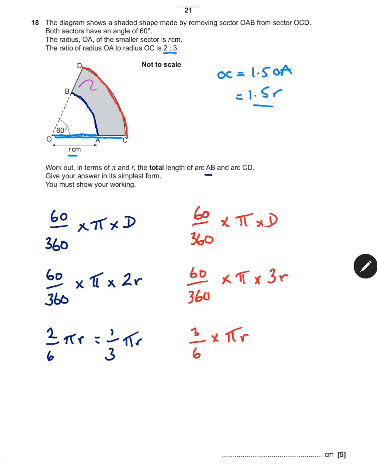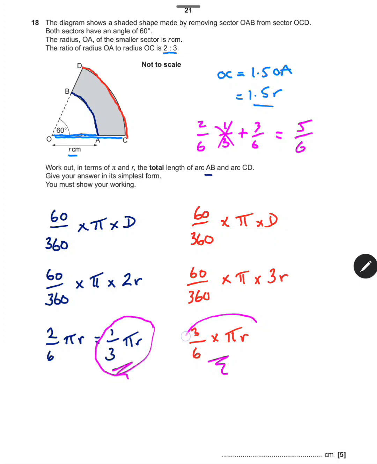The question actually wants you to add AB to CD. So we've got to do a third pi r, add 3/6 pi r. So what we really need to do is a third, add 3/6. Well, that's the same as 2/6 added to 3/6, and that there is 5/6. What you've got is a third pi r added to 3/6 pi r, which is 5/6 pi r. There's your final answer.